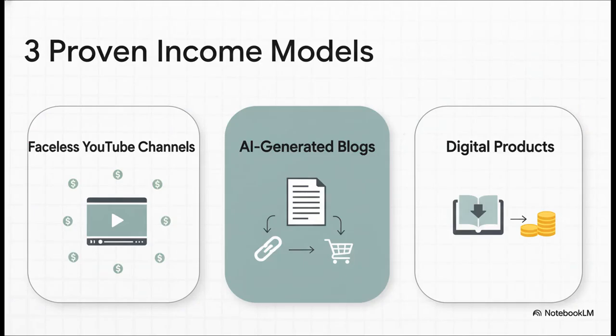So the prompt makes sure the AI explains these three proven models. We're talking ad revenue from YouTube, affiliate commissions from your blogs, or even selling your own digital products, like the very prompt guides that you're using to create all this. It's a totally self-sustaining system.